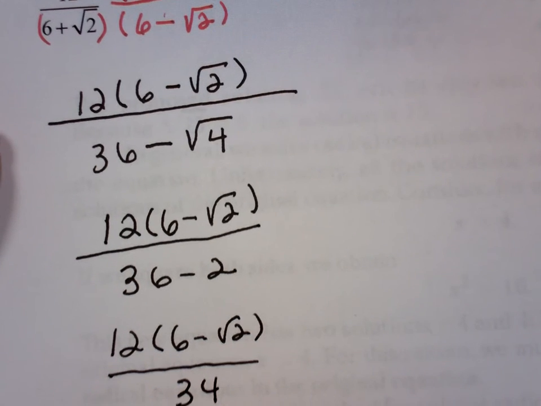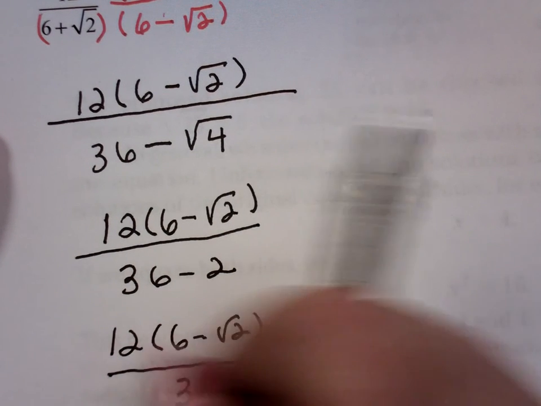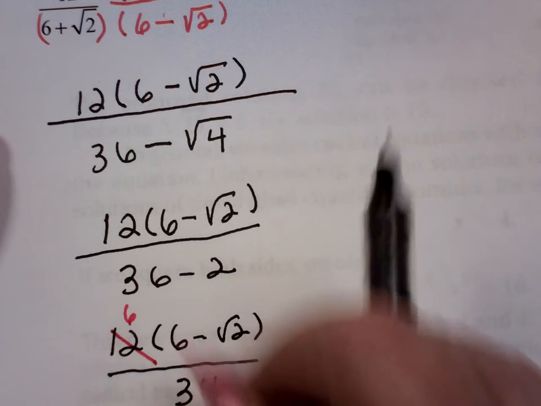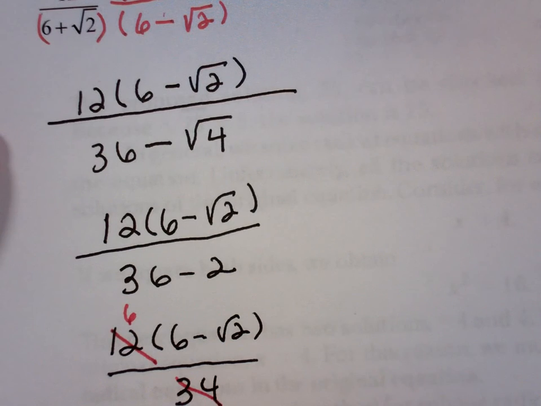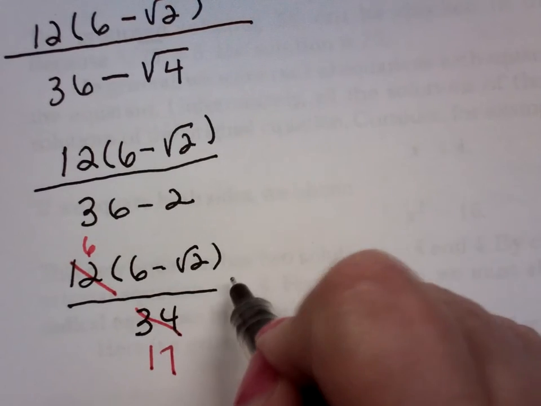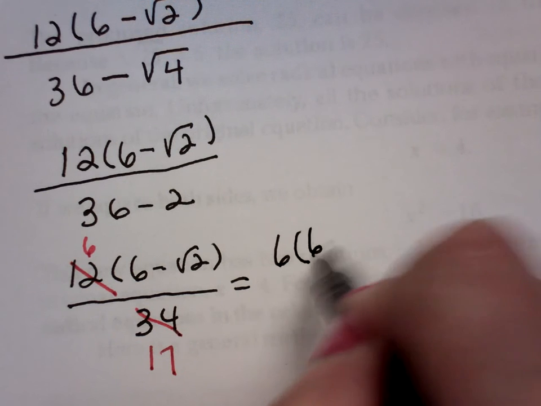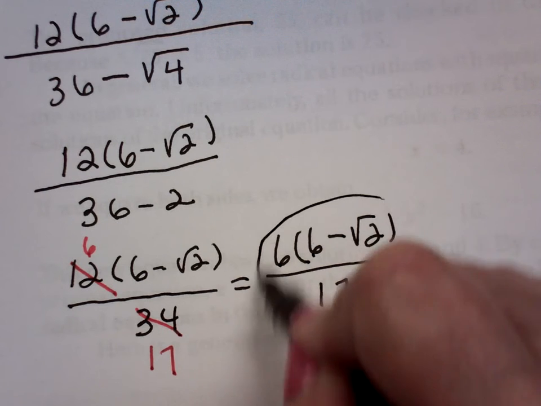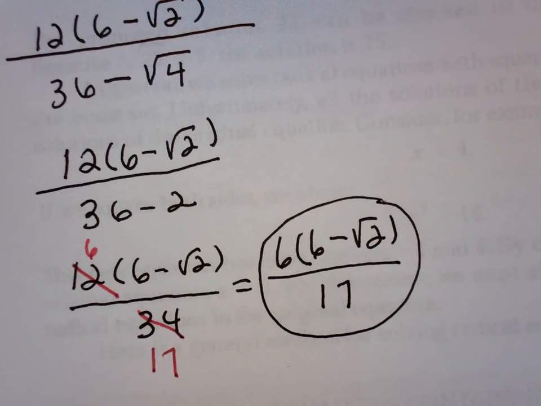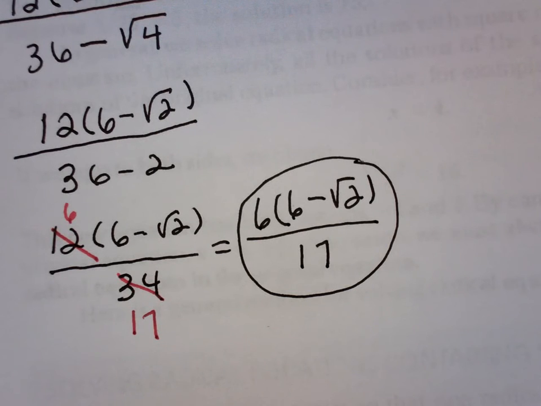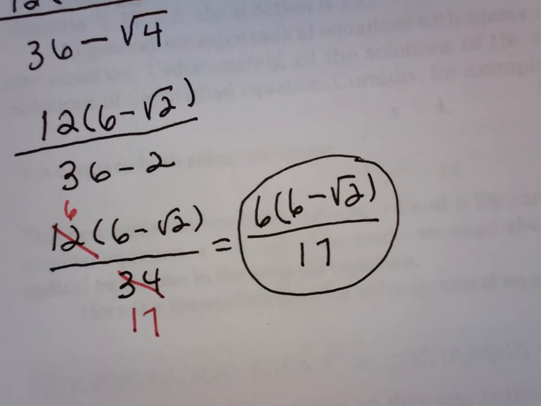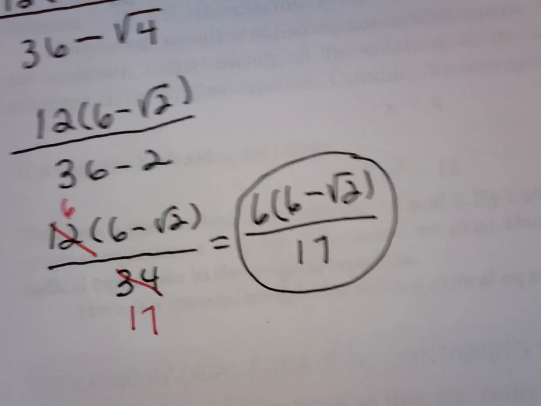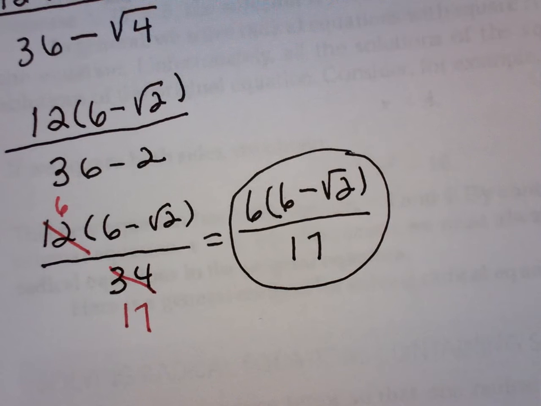And what you notice is that the 34 and 12 have common factors of 2. So 2 divides 12 6 times, and 34 17 times. So this becomes 6 times 6 minus the square root of 2 all over 17. There's nothing wrong with that answer, by the way. I'd quit there until I knew what I was going to do with it. Because sure as shooting, the minute I multiply it through, I'm going to need to factor it to reduce something out. So just leave well enough alone.